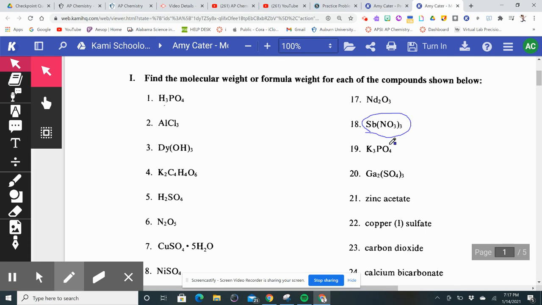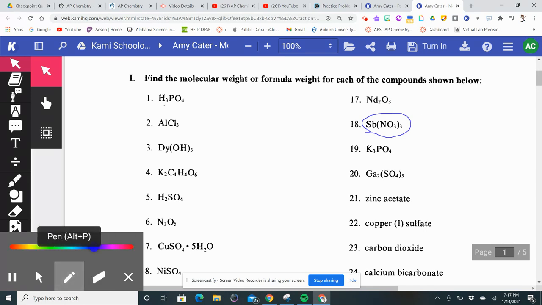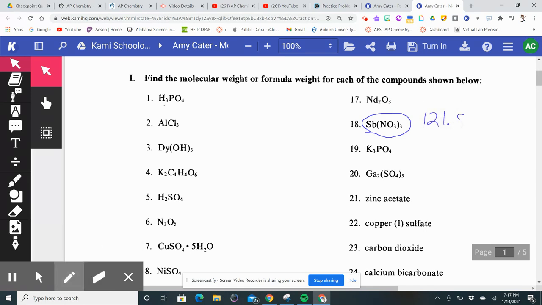So Sb is antimony, so you will look in your periodic table and find the atomic mass of antimony, which is Sb, and that is 121.8. And we're going to add to that the mass of 3 nitrogens. Now I have 3 nitrogens because of this subscript out here. I have 3 nitrates, so that means I have 3 nitrogens. So that's going to be 3 times 14.